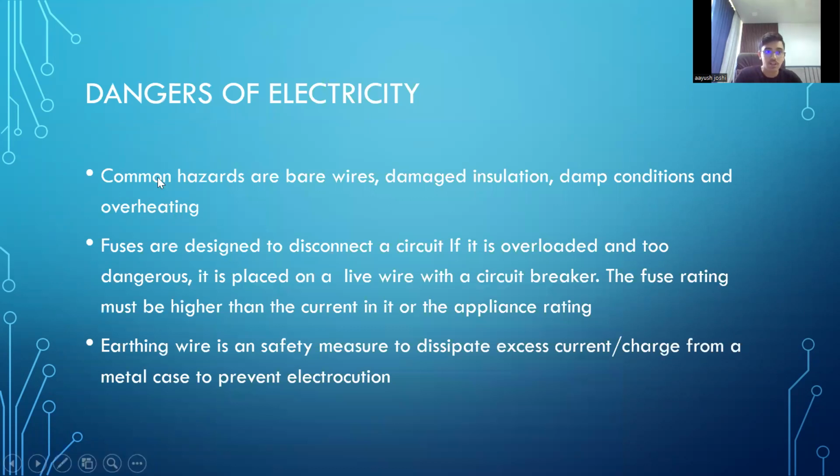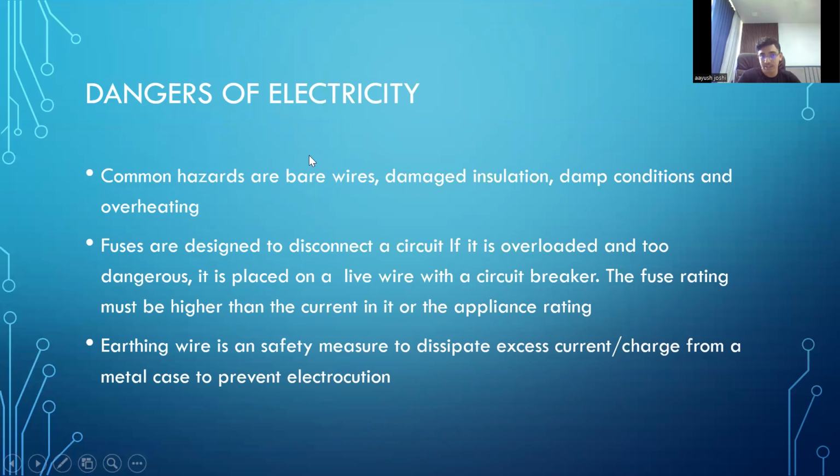Dangers of electricity. Common hazards you need to remember are bare wires, damaged insulation, damp conditions, and overheating. Damp conditions, so water conducts electricity. If there's an open wire and a lot of water around it, you need to stay away, because even though you might not actually touch the wire, the electricity can still conduct through the water into your body. That is very dangerous. Damaged insulation and overheating can easily cause a fire, and so can bare wires. So you need to remember that these are the common hazards.